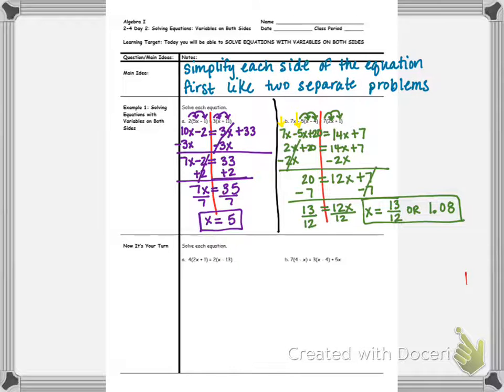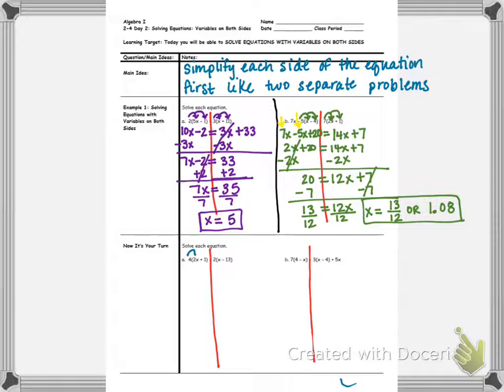And that's solving it, okay? So that's the new wrinkle. It's simplifying and then going to solve your equation. So we're going to try this again. And we're going to distribute. We have 4 times 2x plus 1 equals 2 times x minus 13.